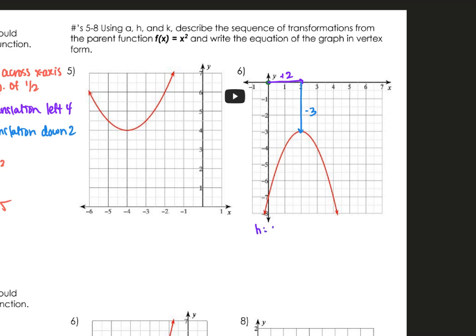So h is positive 2, which means there's a horizontal translation right 2. And then k was negative 3, which means that there's a vertical translation down 3. And then we're going to get the value of a. Well, I see that my graph is concave down, which means that our graph has been reflected. So we know it's going to be negative. So there's a reflection across the x-axis.